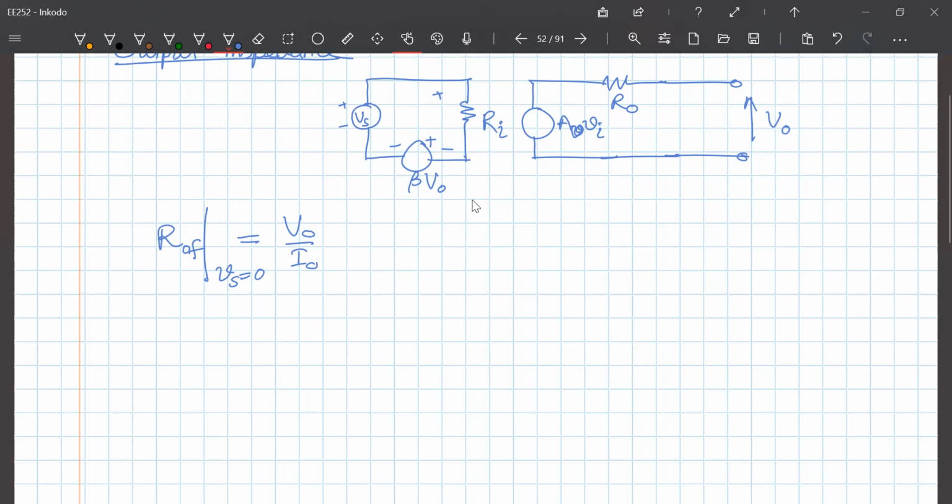In this case, we are going to connect a voltage source, and that value we know is V out, and then we are going to measure the current I out, and take the ratio of the two. You can do it either way, by connecting a current source and measuring the voltage as well.